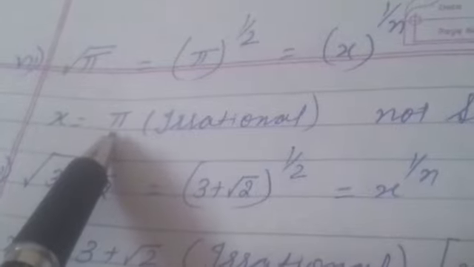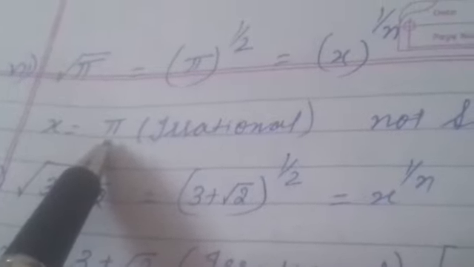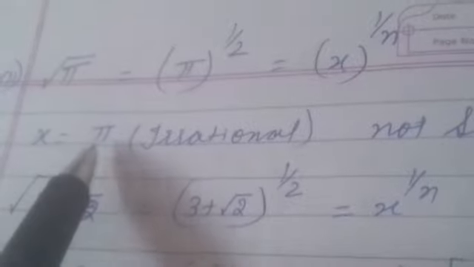22 by 7. So if you will find out, you cannot find out the exact value of pi. That means our first condition is not satisfied, so it is not a surd.